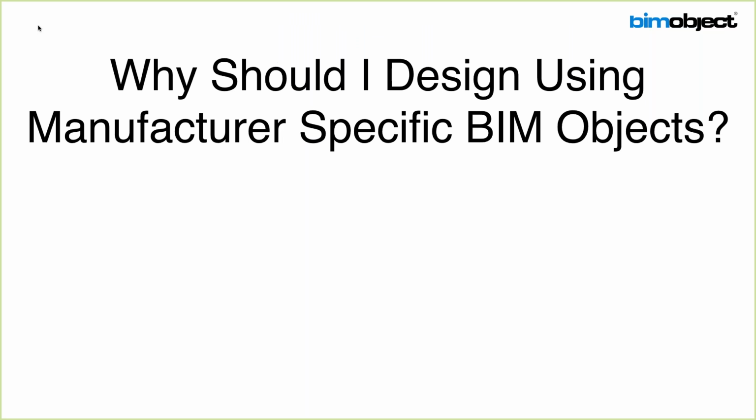I got this question in reflecting here. Last year, Steve here was the recipient of all of the questions that came in early in the transition from Seek, when BIMobject absorbed the Seek library. I answered all the questions, and the number one question I had is, what happened to the generic content? Where did it go? Why don't we have it? Why should I design using manufacturer-specific BIM objects?